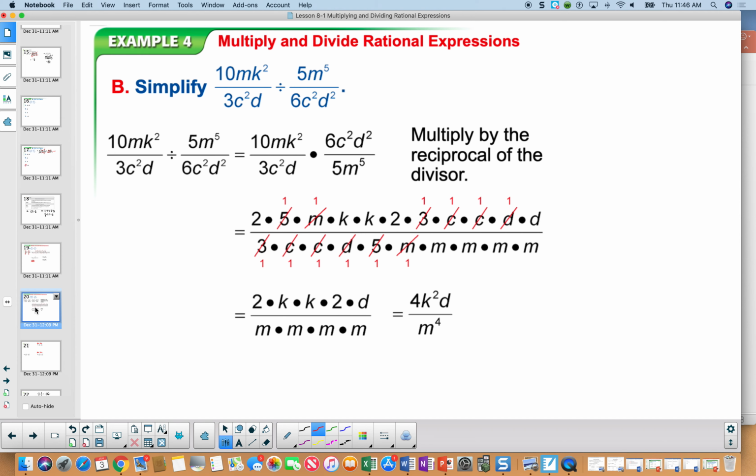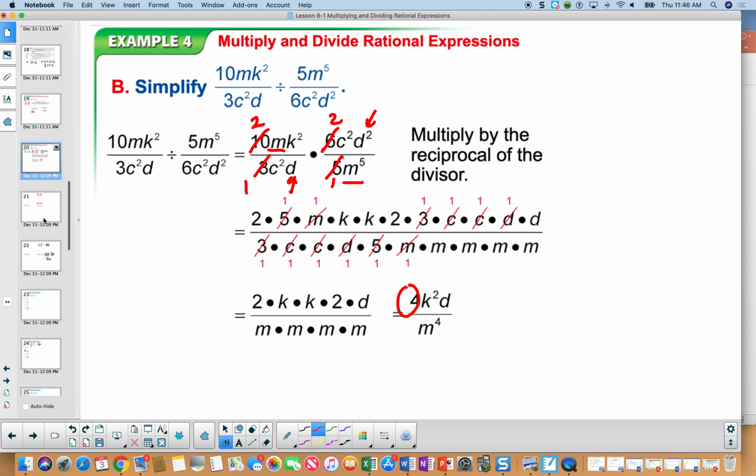Let's take a look at dividing. So dividing, we're going to change dividing by multiplying by the reciprocal. And once you get this, again, you can go through all of this, or you can take a shortcut and just start reducing here. And I know I'm going to get a 4 in my numerator, and I know I have more k's in the numerator, and I'm looking at my d's. I have 2 here and 1 here, so I know I'm going to have 1, and I have 5 m's down here and 1 m here, so I can do m to the 4th. So you don't have to go through all this process, but if that helps you, go ahead and do that.